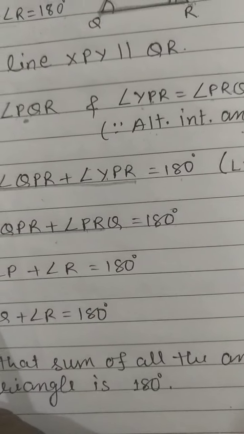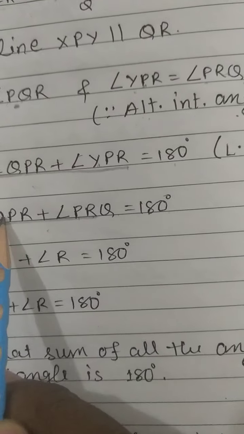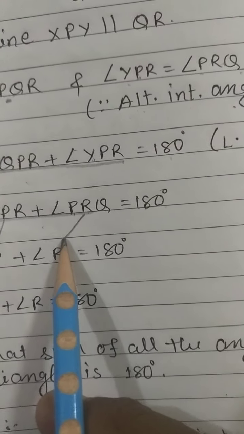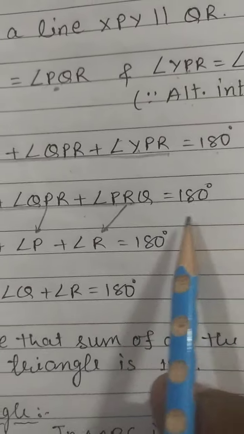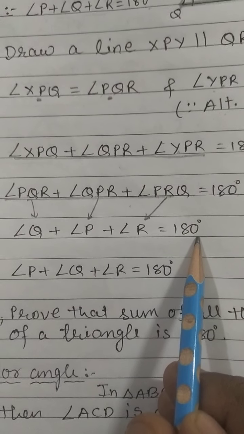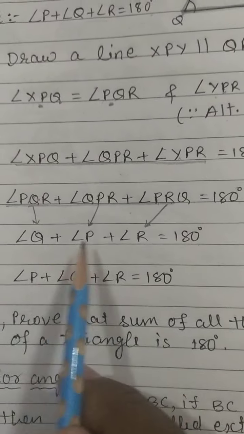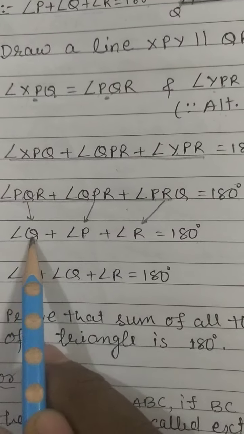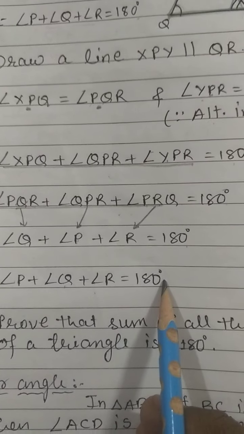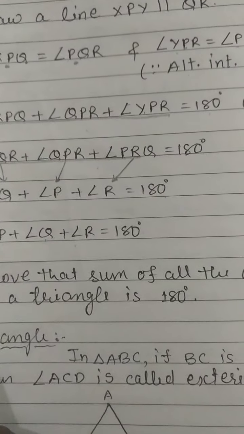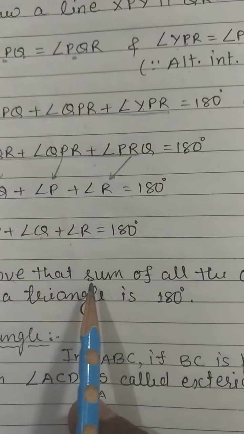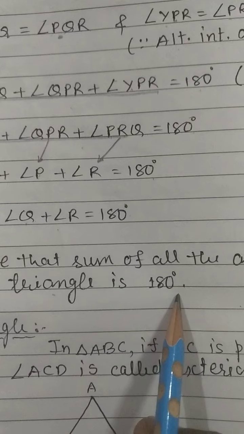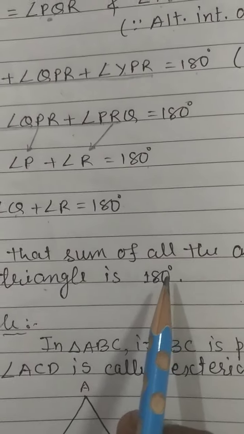Now angle PQR is also written as angle Q, angle QPR is written as angle P, and angle PRQ is written as angle R. So angle Q plus angle P plus angle R is 180 degrees, and rearranging them, we first write angle P plus angle Q plus angle R is equal to 180 degrees. Hence we have proved that the sum of all the interior angles of a triangle is 180 degrees.